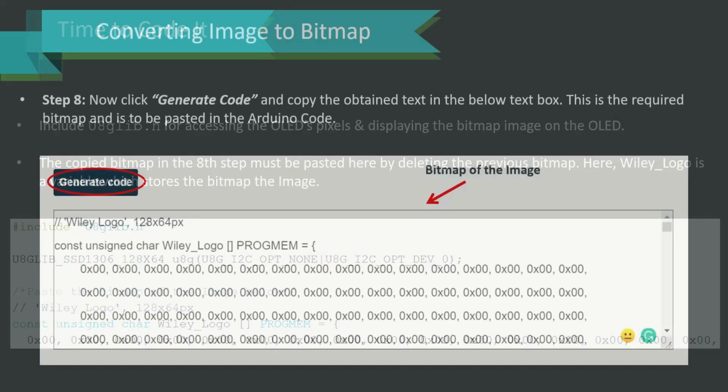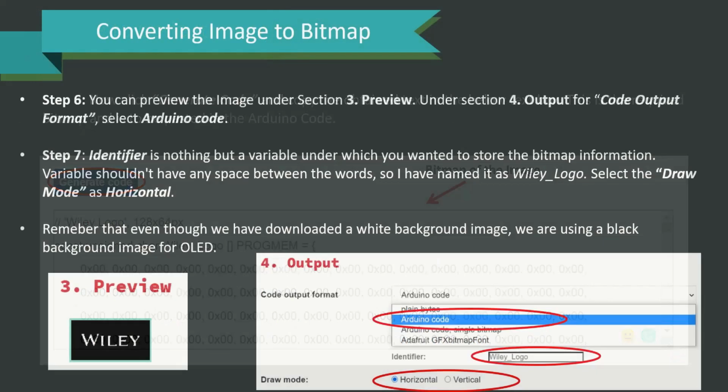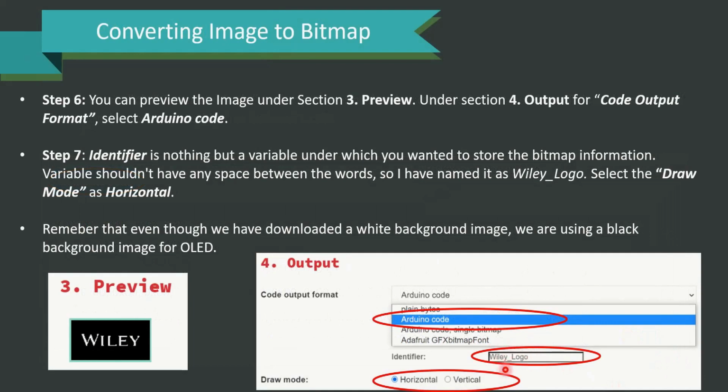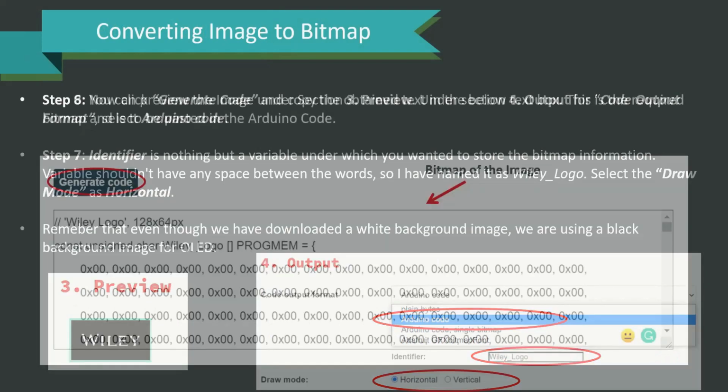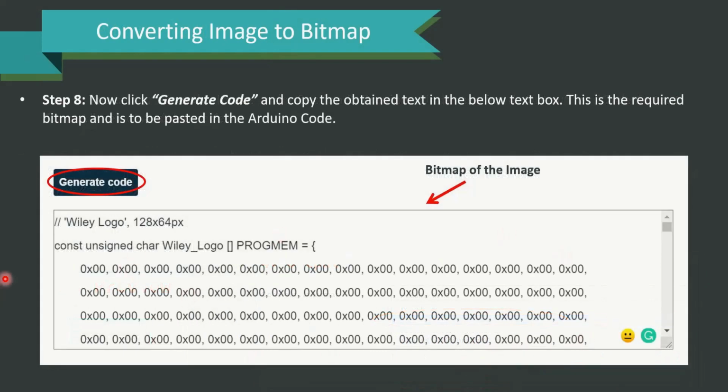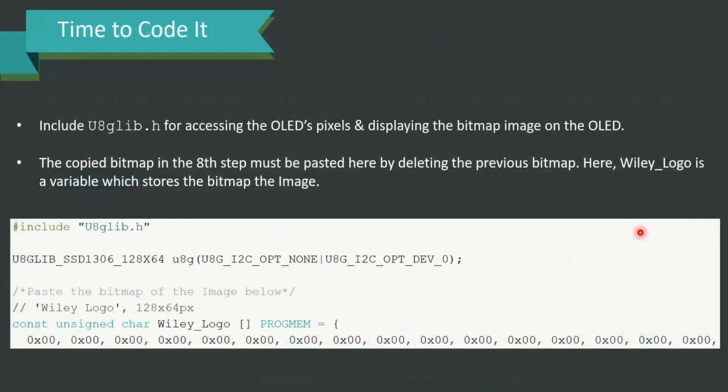To have clarity, we go back here and we can see that the name is wiley_logo, which is nothing but the variable, and this is the bitmap that is generated, and that's what is referred to here. And you can see that in the code we have included u8glib.h and similarly the wiley logo 128x64. This is nothing but the generated bitmap of the input image.